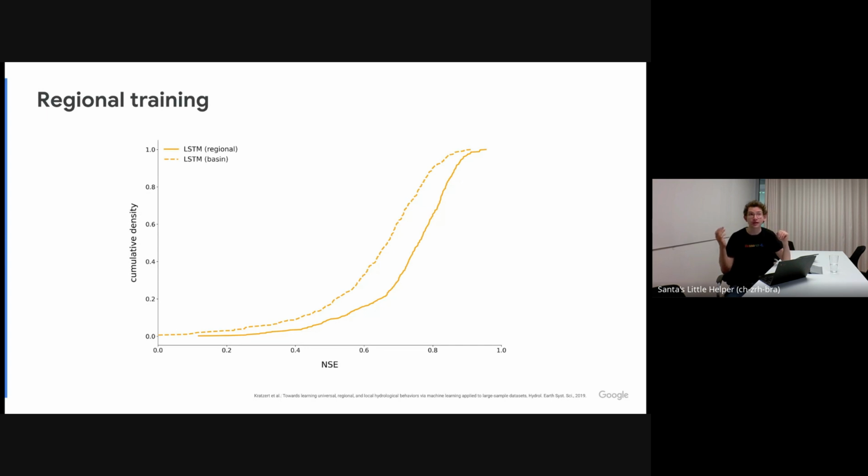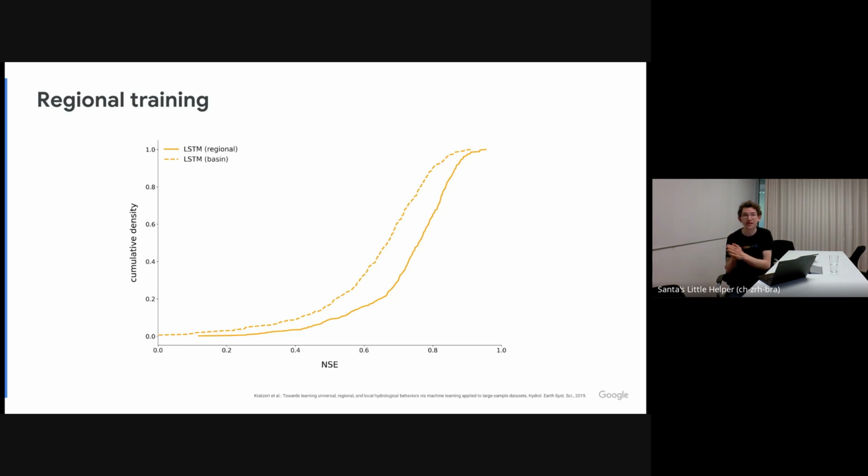In contrast, the regional model has a much higher likelihood that there has been a similar basin in the training set that actually has seen such an event of such a high magnitude. Then the LSTM is able to transfer the knowledge of how that basin reacted to the precipitation and how it transformed that precipitation into streamflow, and transfer that knowledge to the basin that we're now asking it to make a prediction for.